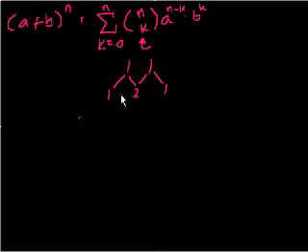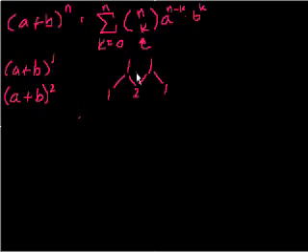And notice these are the coefficients of (a + b) squared. And these are the coefficients of (a + b), or you could say (a + b) to the 1: 1a plus 1b. So you could rewrite (a + b) squared as 1a squared plus 2ab plus 1b squared. So these are the coefficients of (a + b) squared.